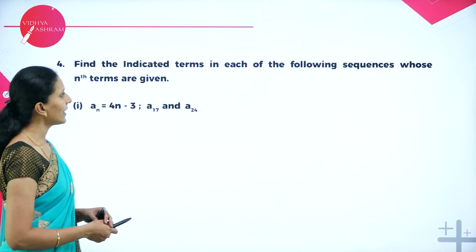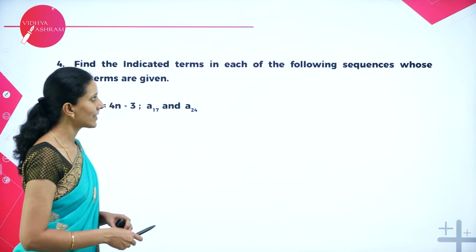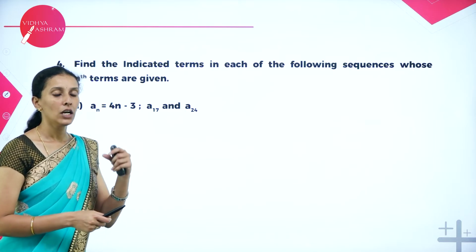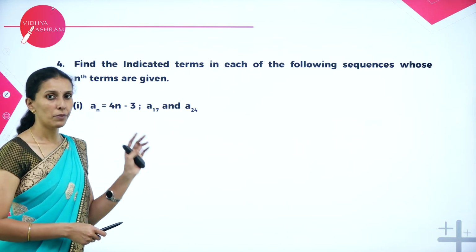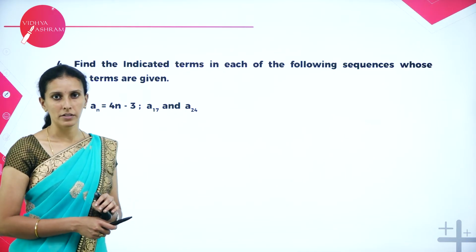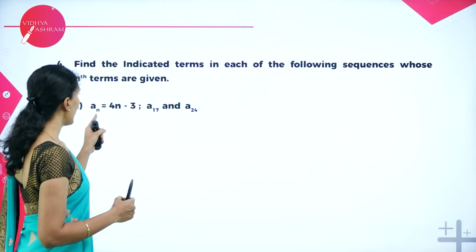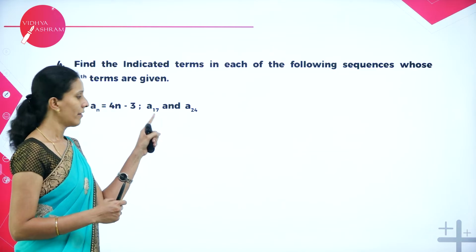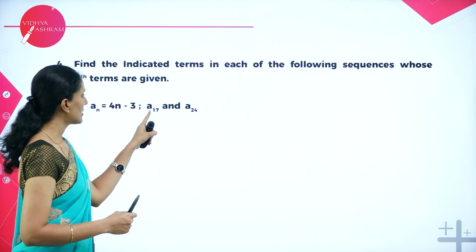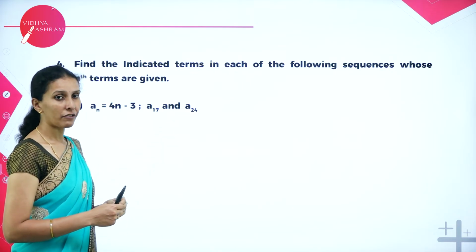Next, find the indicated terms in each of the following sequences whose nth terms are given. So they'll give you the value of n, and we are supposed to calculate only the given term of the sequence. The first problem is an is equal to 4n minus 3, a17 and a24. We are supposed to calculate only the 17th term and 24th term.